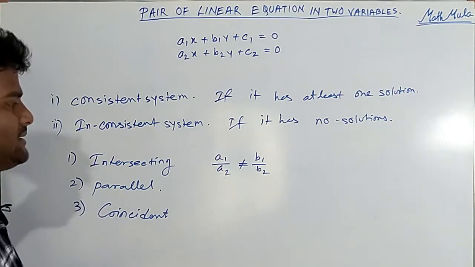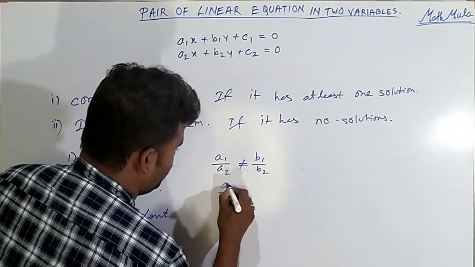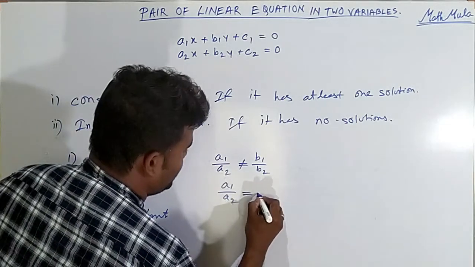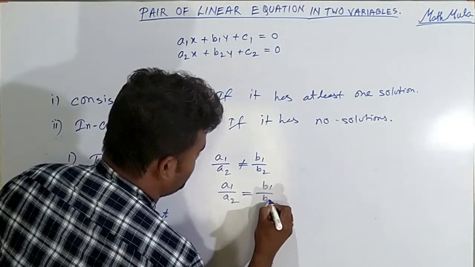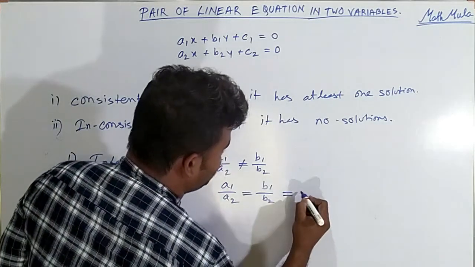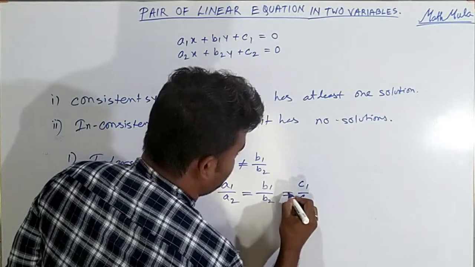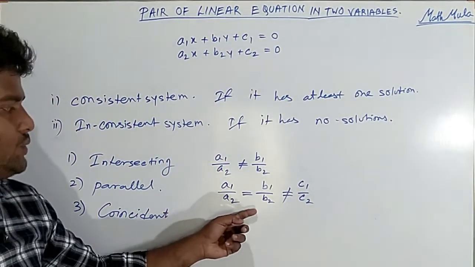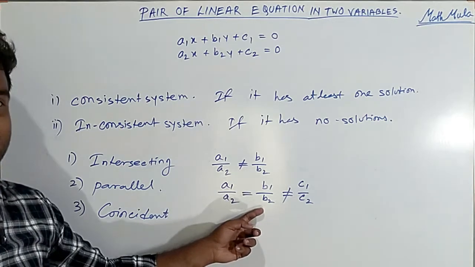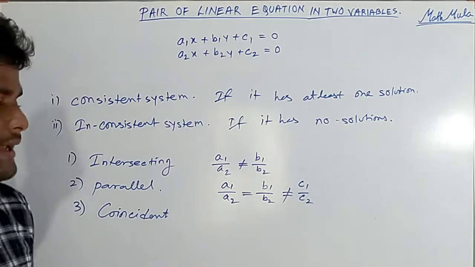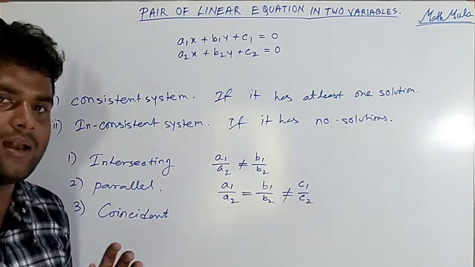And parallel lines: the lines are parallel when the ratio of the coefficients of x is equal to the ratio of the coefficients of y, but they are not equal to the ratio of the constant terms. Ratio of the coefficients of x is equal to the ratio of the coefficients of y, but they are not equal to the ratio of the constant terms. Then the lines are parallel lines.